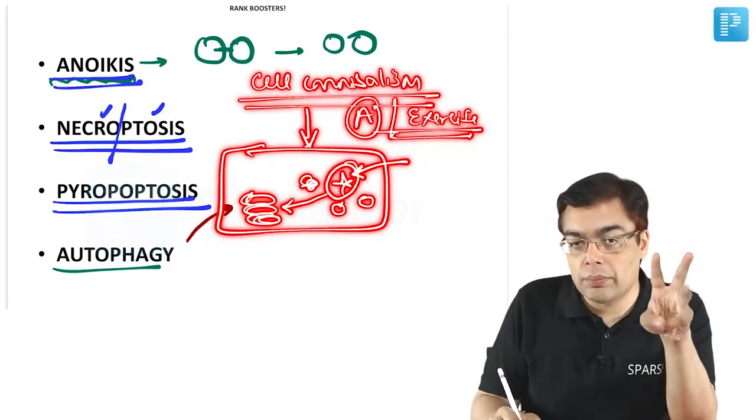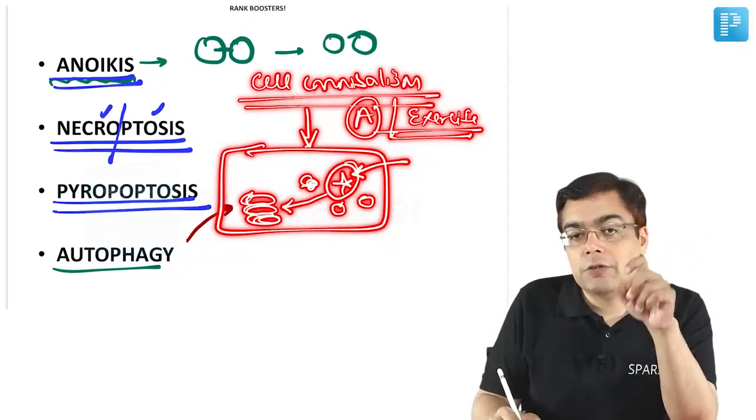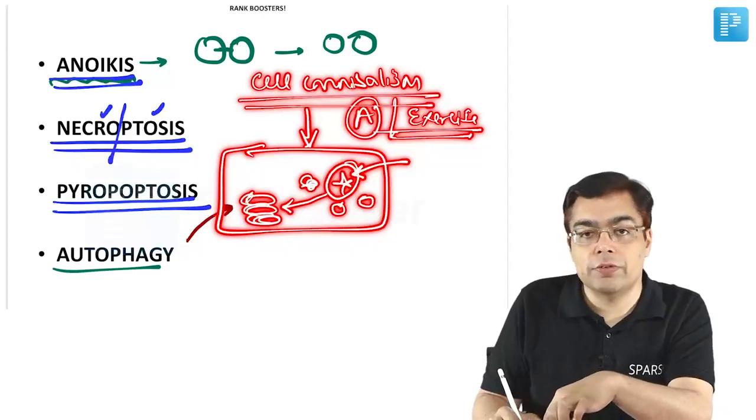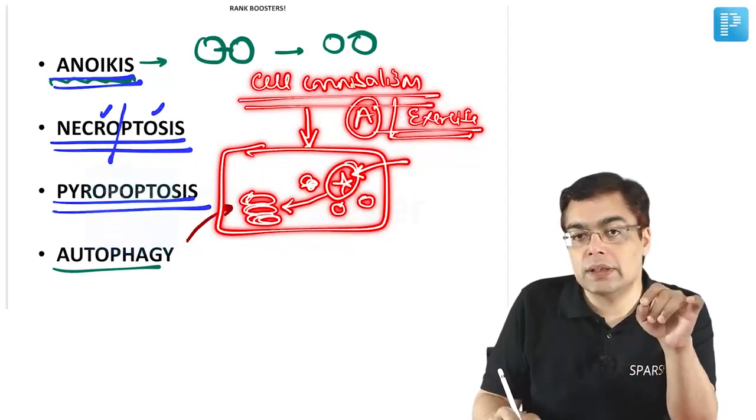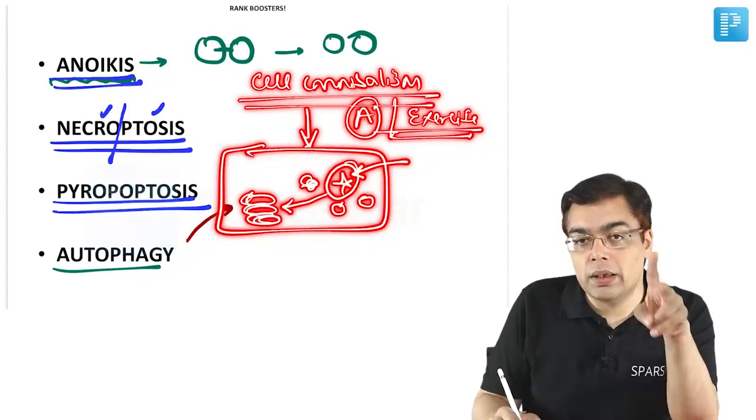Now, 3 facts I want you to remember. Fact number 1, autophagy can be seen both physiologically as well as pathologically. Physiological examples, as I mentioned, include aging, and exercise as well. Fact number 2, the targeted vacuole is going to be a double-layered membrane.